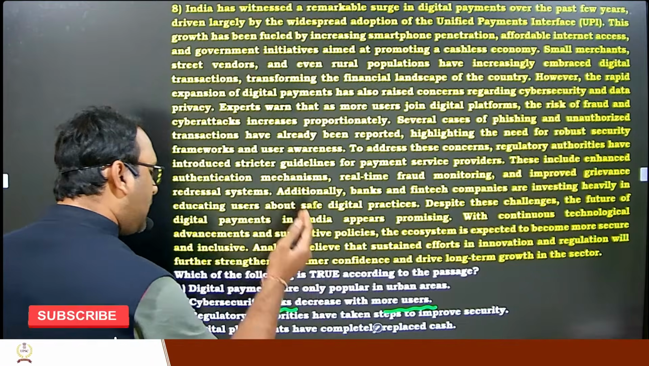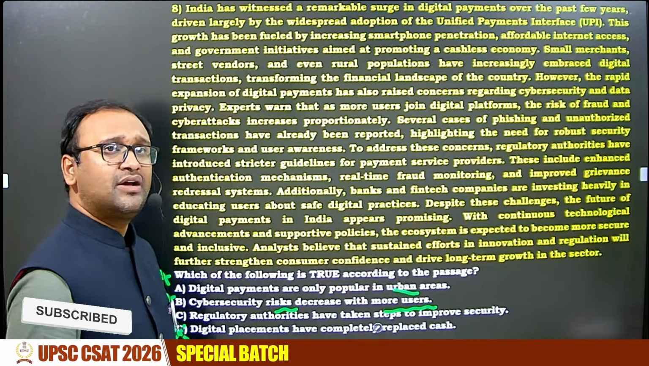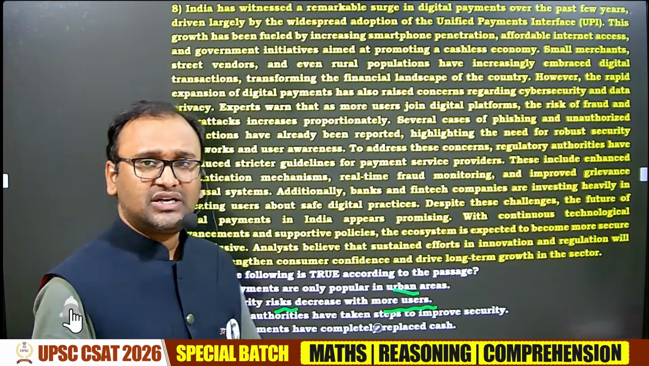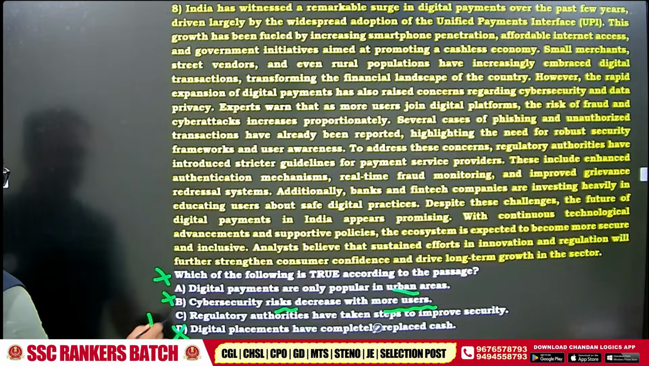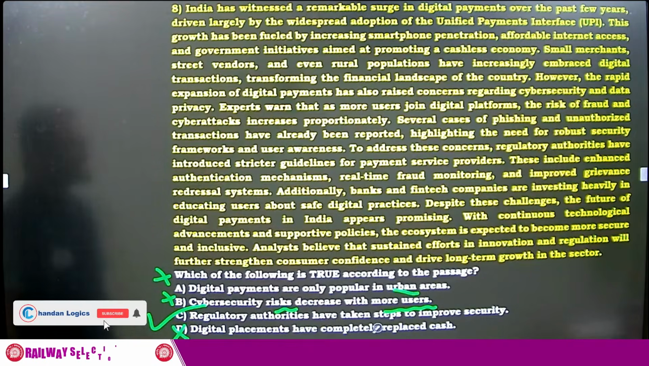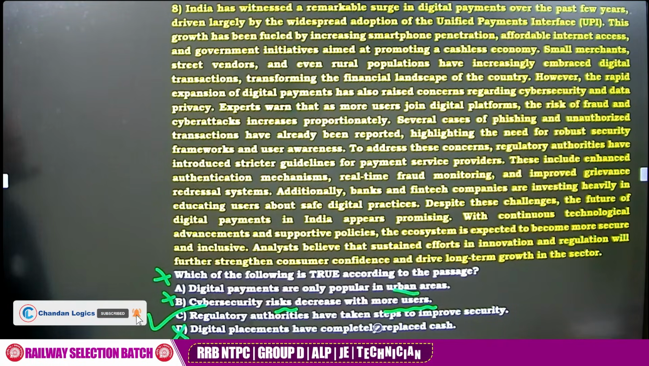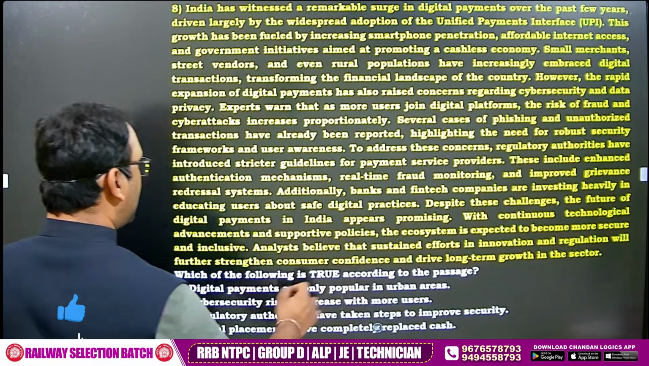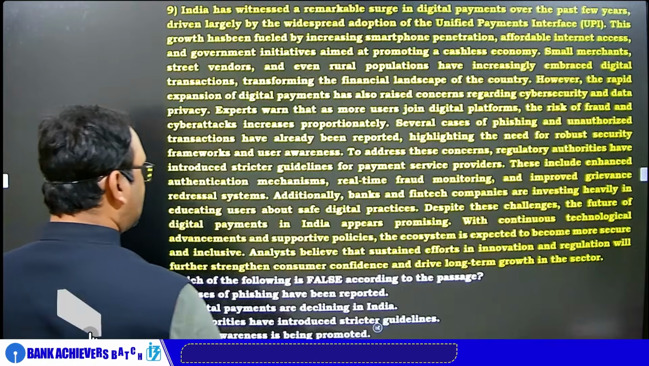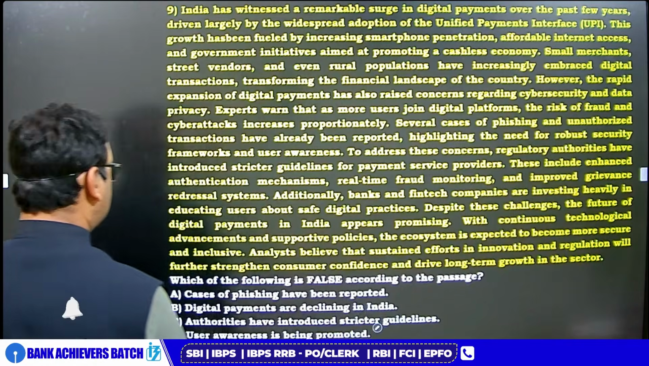Digital payments are only popular in urban areas. Who said? Today you go to a small village, they also use PhonePe, Google Pay. You go to a very interior place, they use smartphones. Digital payments are everywhere. So the right answer is option C. See, most of the times, paragraph questions can be answered with mere common sense. Believe me, guys, you can try this. You can take this risk.